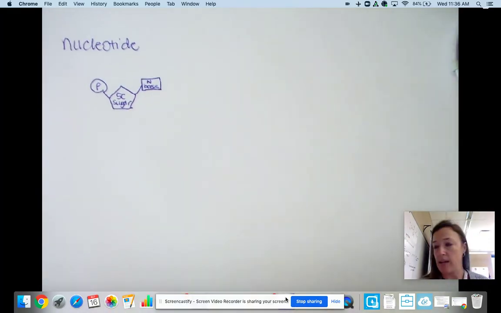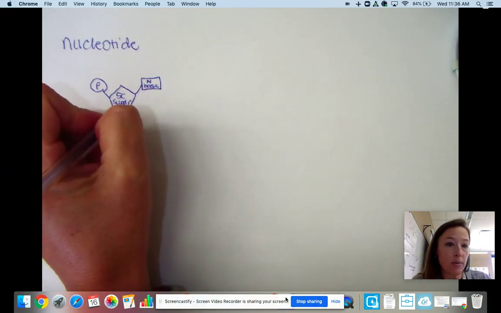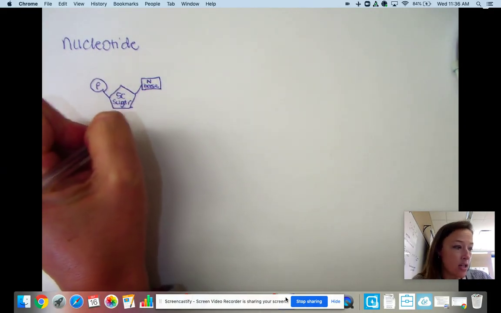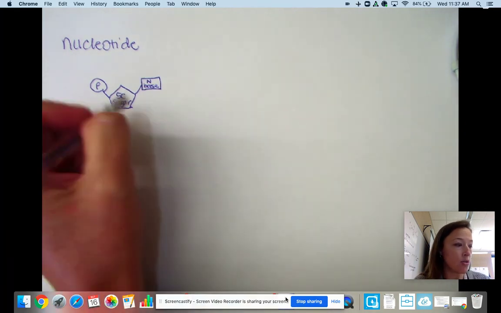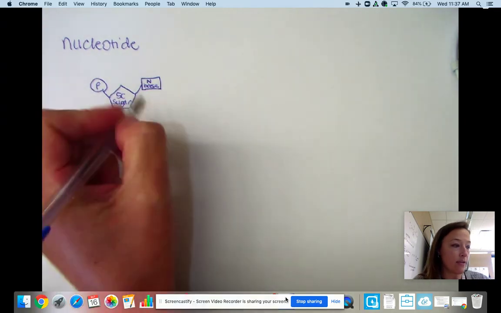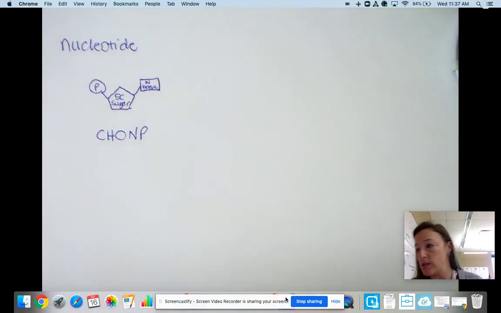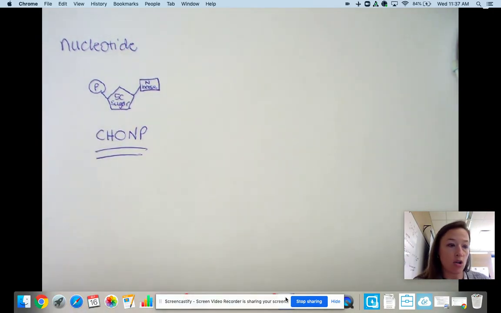All right, so that's the monomer. That is a nucleotide. And this 5-carbon sugar has C, H, and O in it. So it is a carbon-based molecule. We also have a nitrogen base, so we know that they have nitrogen, and we have a phosphate group, so we know that they have phosphorus. And so the second I can statement is I can name the atoms found in a nucleic acid, and those are going to be your atoms, CHONP.